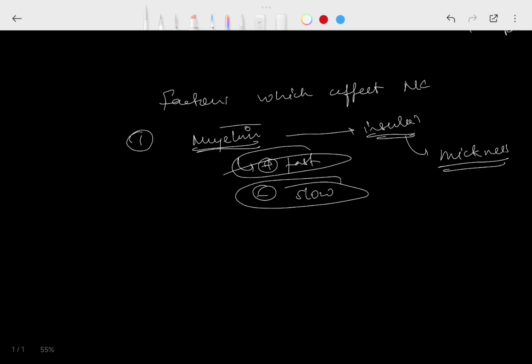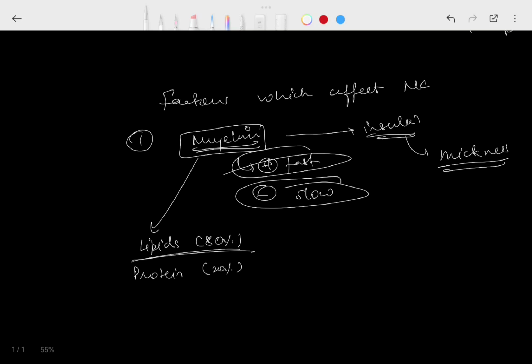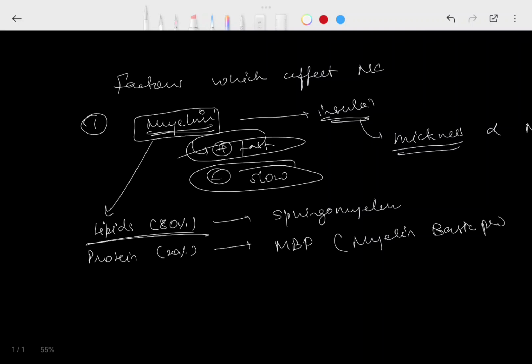What is myelin composed of? Myelin is 80% lipid plus 20% protein, unlike other cell membranes, which are 55% protein and 40% lipid. This is the maximum of lipid. The lipid it contains is sphingomyelin. And of the proteins, it contains myelin basic protein, not major basic protein, myelin basic protein and zero protein.